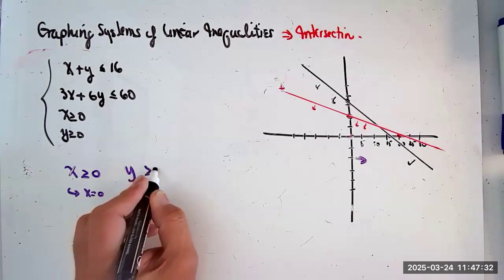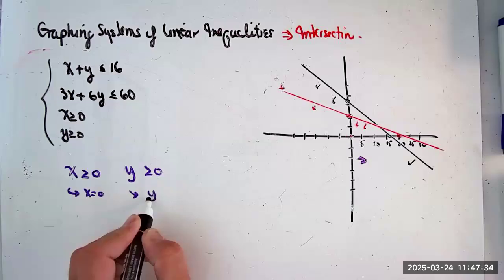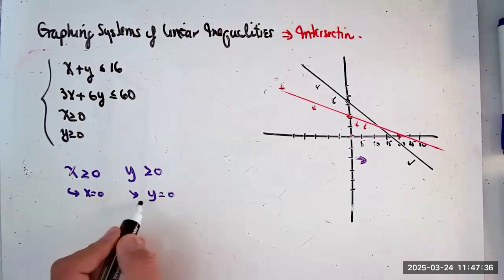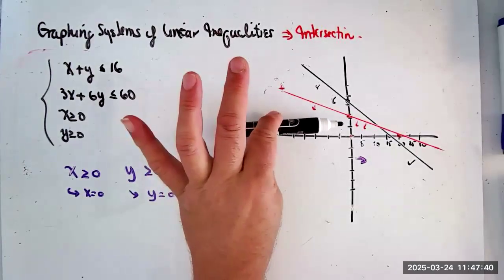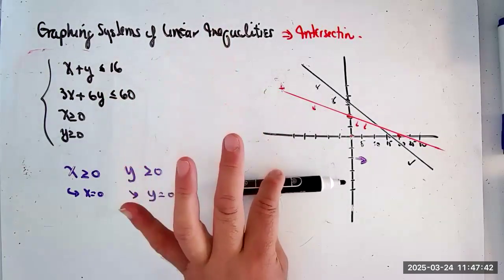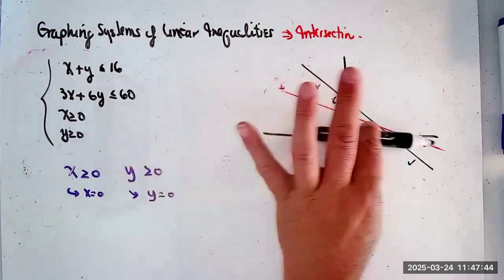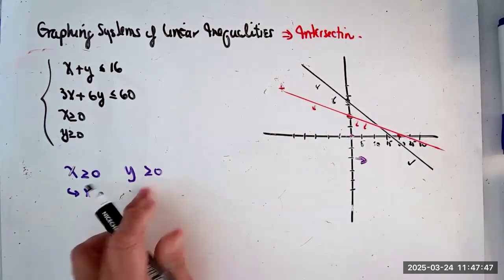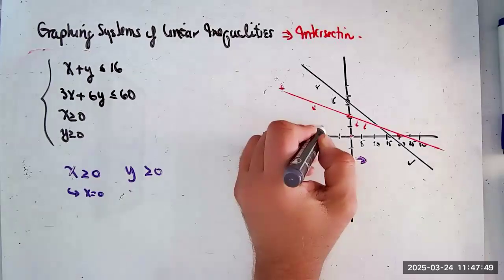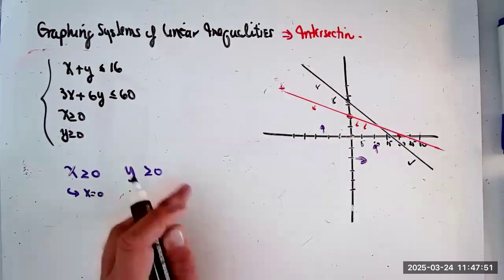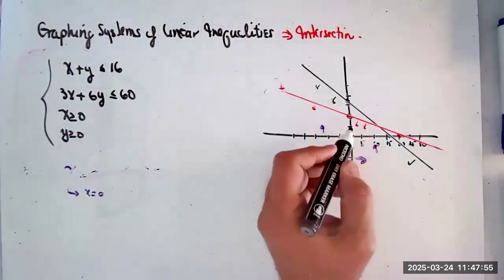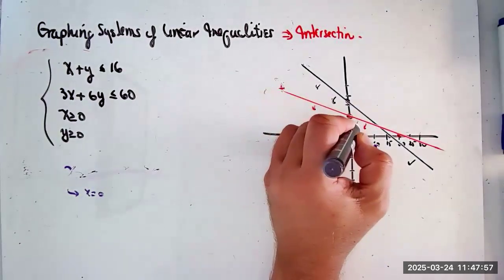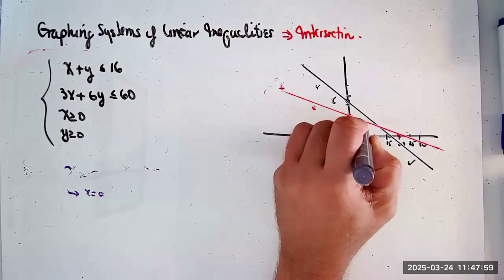Likewise, y greater than or equal to 0. If I graph the line y equals 0, that's my x-axis. Remember, y equals 1, y equals 2, y equals -1, y equals -2, and y equals 0 is the x-axis. And since it's greater than or equal to 0, it points up. Okay, so we are done. The solution region, of course, will be this one here.